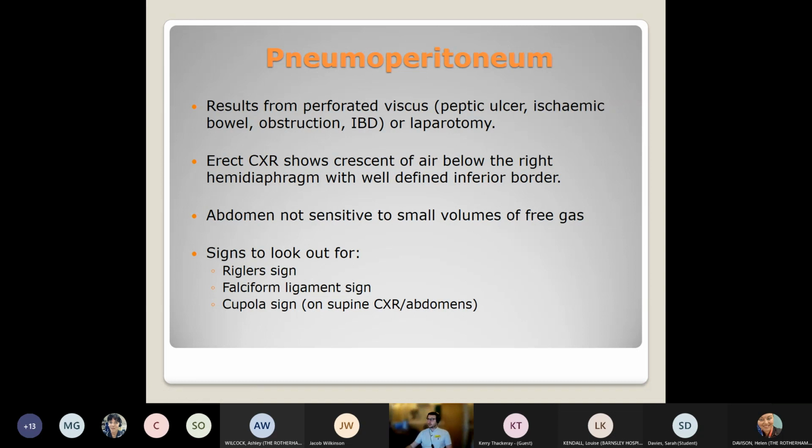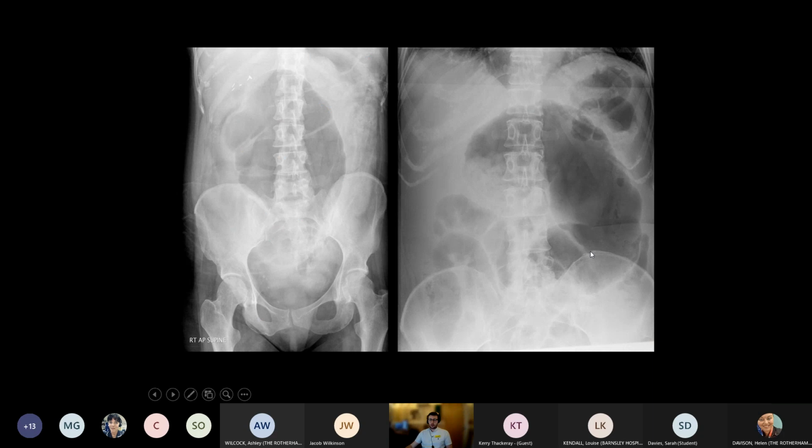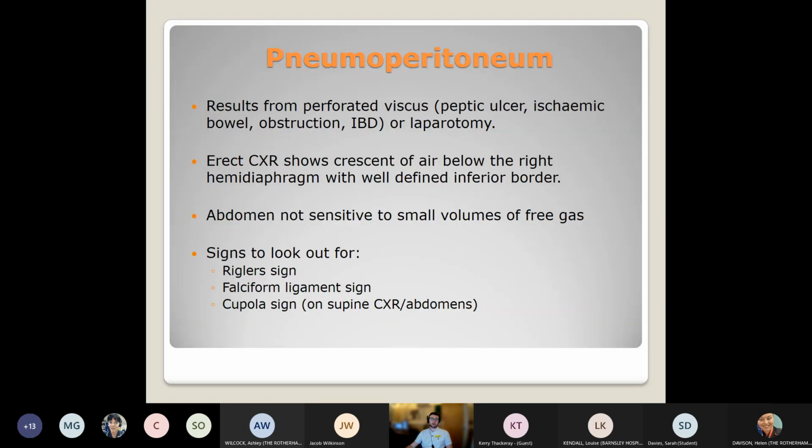So if we go back to this example here, we've got air within the bowel and it abruptly stops, and we see the inner bowel wall, but because we've got an interface between soft tissue and bowel wall here, we're only seeing one side. In Rigler's sign, you're seeing both sides. I'll show you an example.